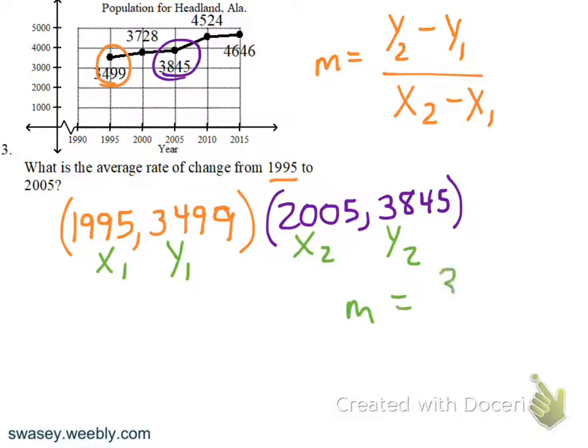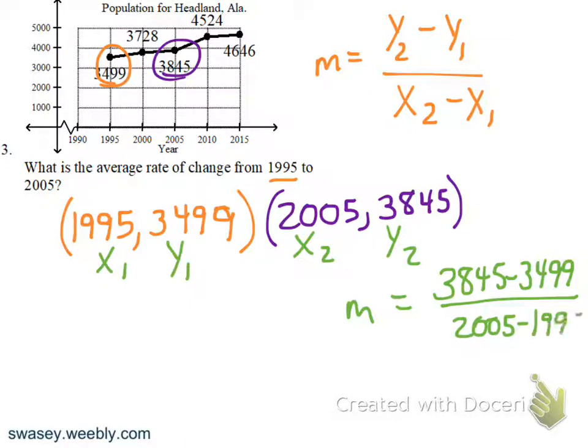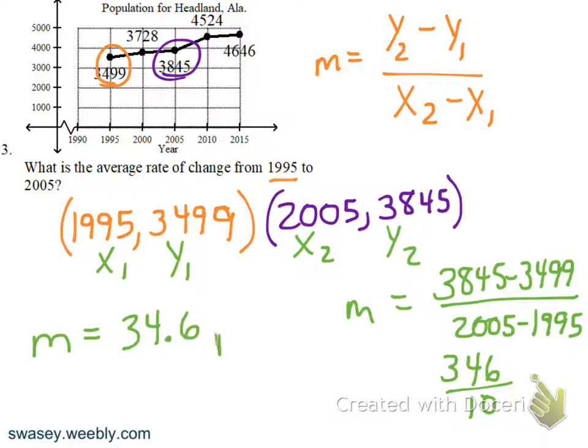So on top we have 3,845 minus 3,499. On the bottom, 2005 minus 1995. Subtract, we get 346 over 10. Divide that, and so we get average rate of change of 34.6 people per year.